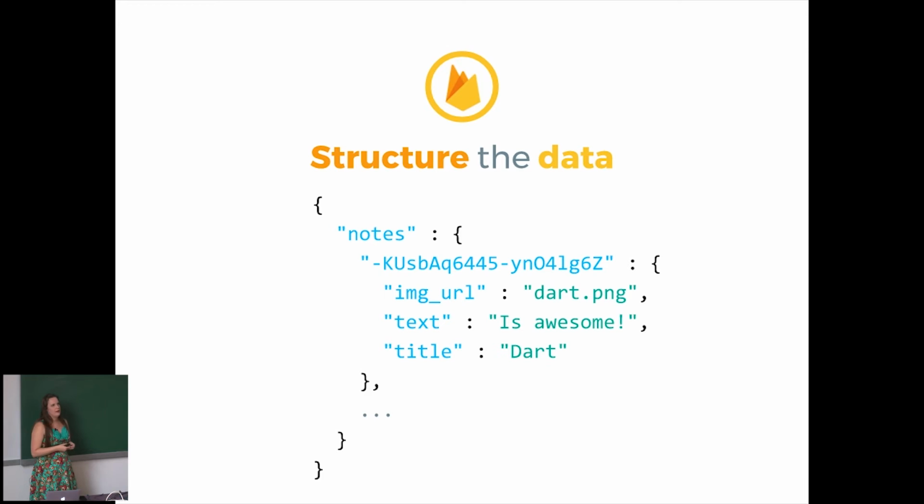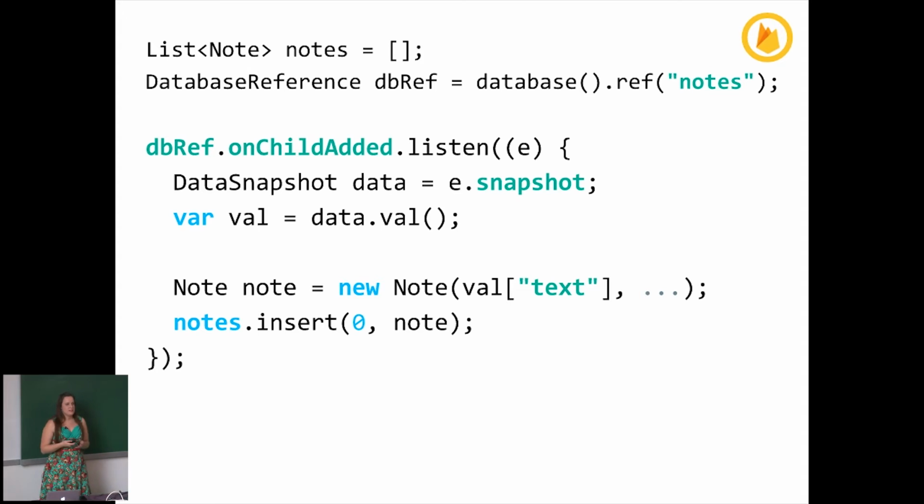So I will have a path, nodes, and in nodes I will have a lot of nodes. In Firebase, every item has a key, which is automatically generated. Then my node starts. The node will have image URL, text, and title, and then I will have another node which will again have a key, image URL, text, title, and so on. So my database in Firebase, because I'm using the real-time one, will look like this. It will be one JSON full of nodes. Then I can use it.